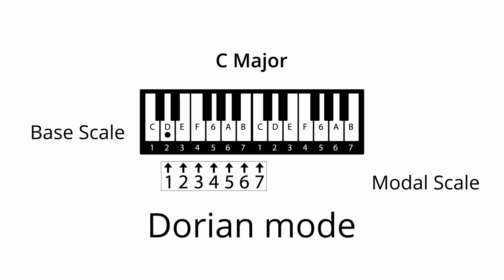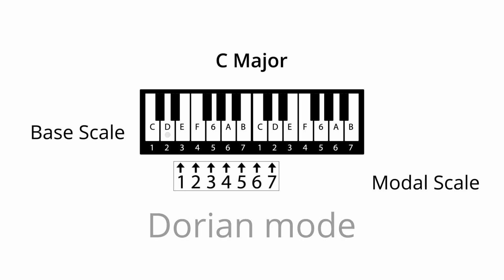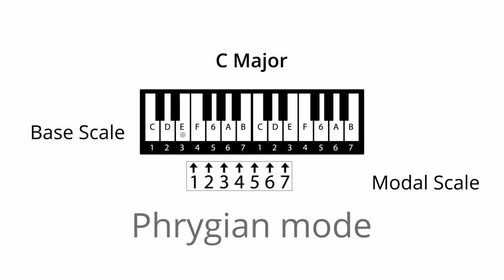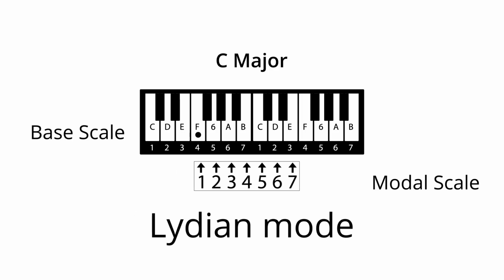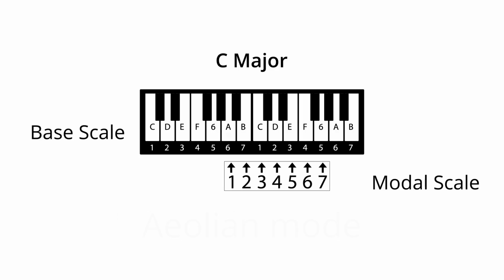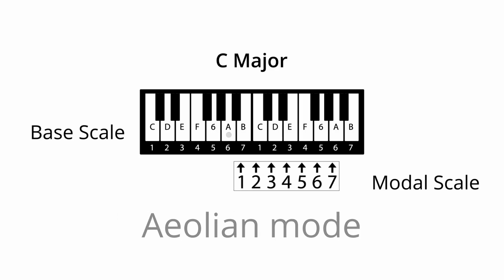And then the next mode would be the Phrygian mode, okay? It starts on the 3rd degree of the scale, same number of notes. Lydian is the 4th, Mixolydian the 5th, Aeolian, Locrian, and then back to the Ionian mode. So that's it. There's 7 scale degrees, there are 7 modes, and that's what a mode is.